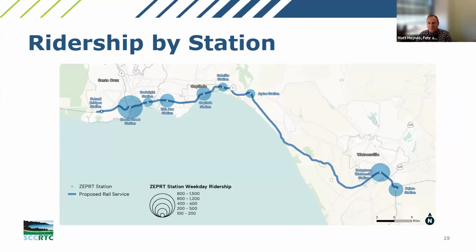This is just a different way of showing the ridership results. So you can see it shown on a map, and the size of the circle is the overall ridership range. And so Beach Street, downtown Santa Cruz, you can see the highest level ridership potential there. And then some of the other stations along the corridor over to Pajaro. Next slide.